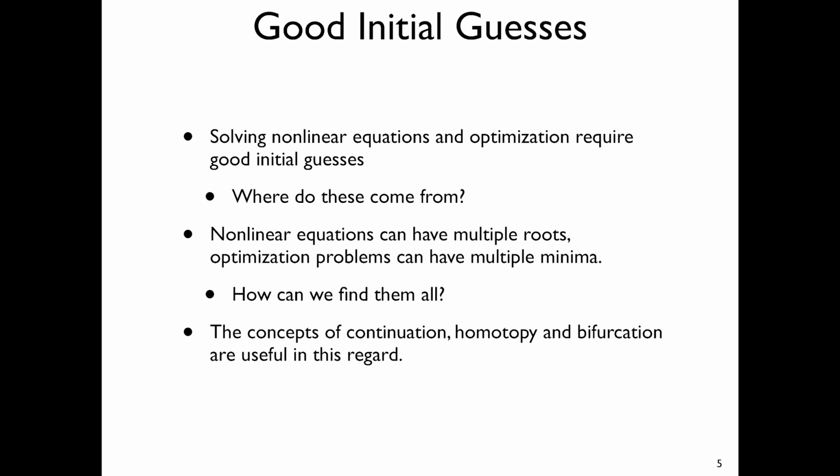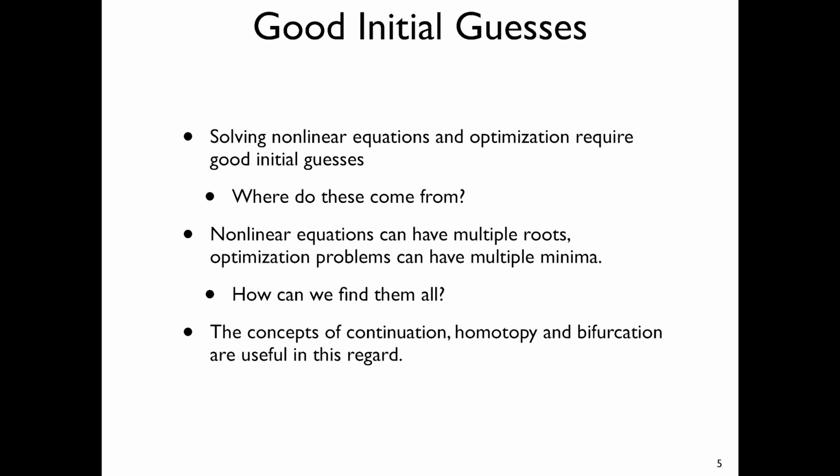There's another issue too, which is related to this, which is that nonlinear equations can have multiple roots. If we do optimization problems, that's our next topic, they can have multiple minima or maxima that we're trying to seek out. Depending on our initial guess, our numerical method may find one of these roots or another root. It may find one of these minima or another minima.